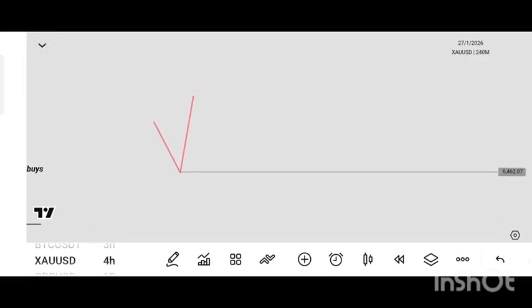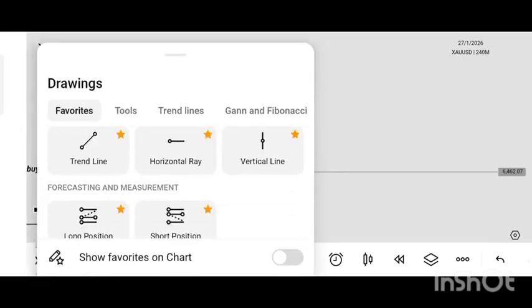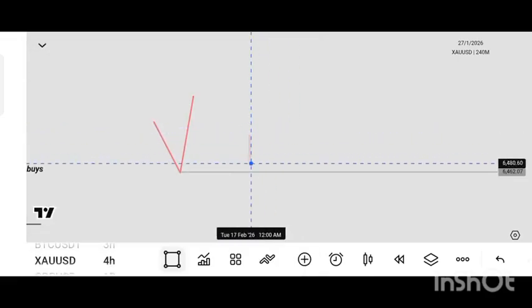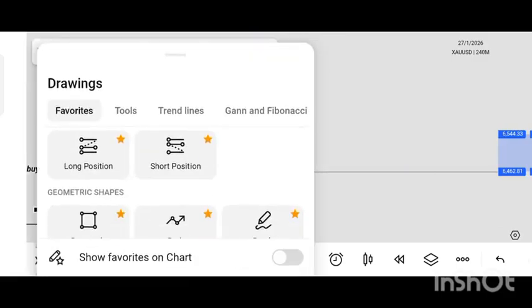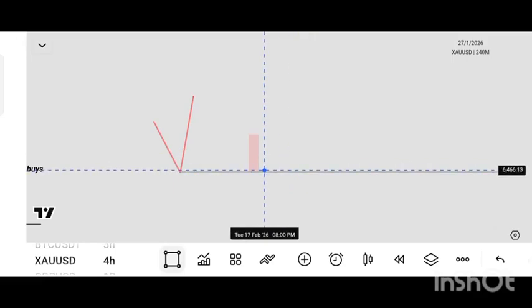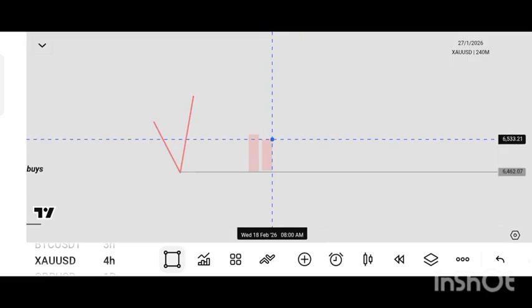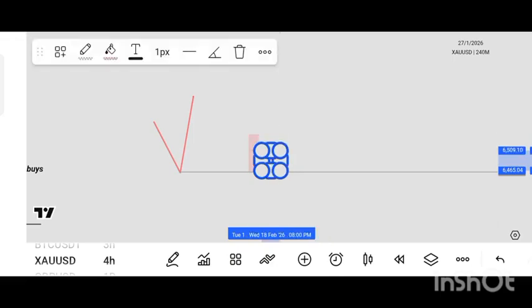And what forms a key level is just two particular candles, just two candles: a bearish candle and a bullish candle. That's what forms a V-shaped key level.